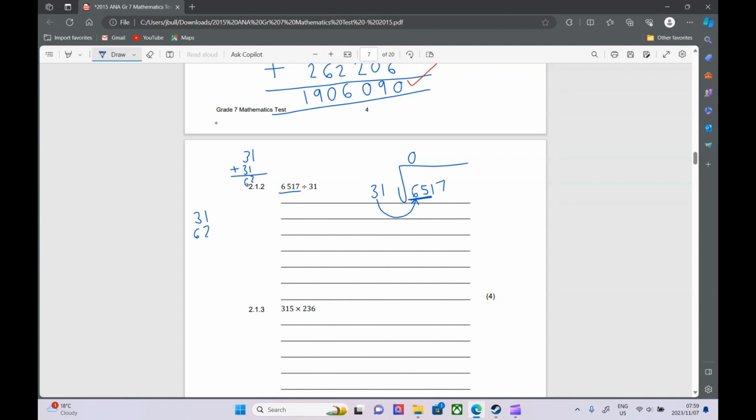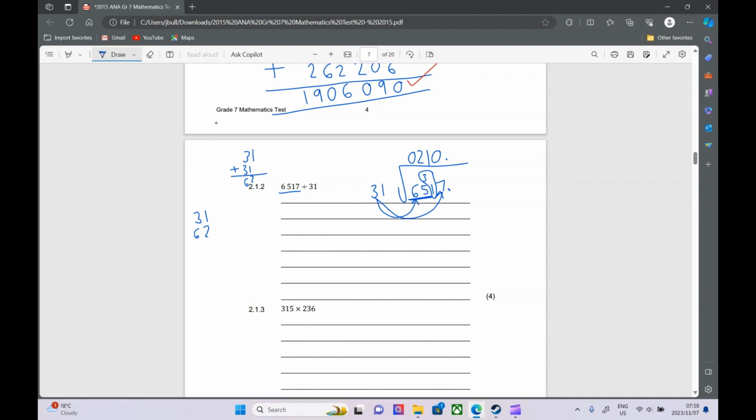So let's check then. It goes into 65 twice, and the remainder is 3. Next we're looking at 31. 31 goes into 31 one time. 31 into 7 does not go. As soon as we reach this point, where it doesn't go and it's at the end, we have to add a decimal.